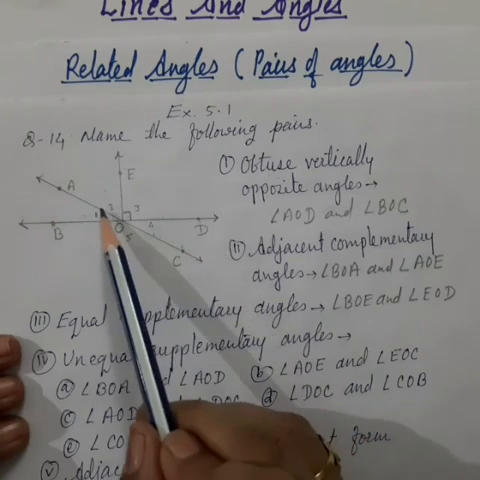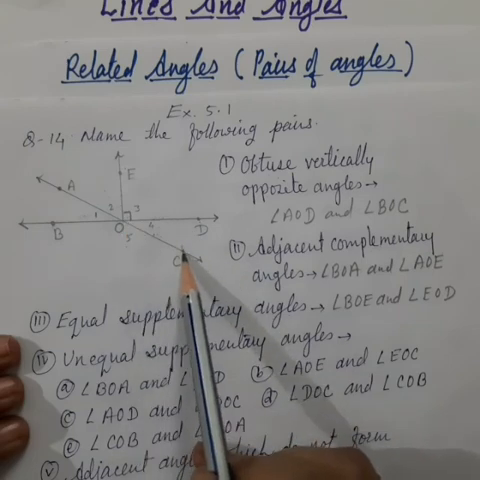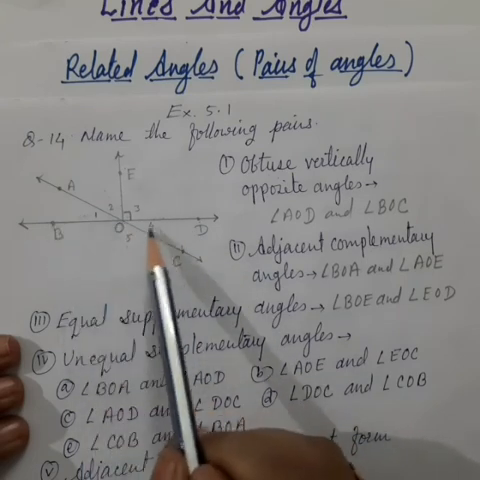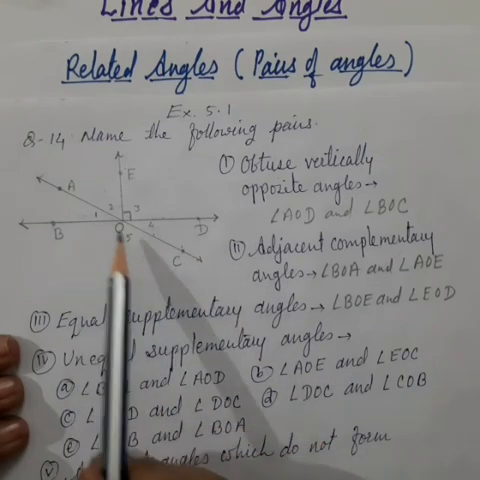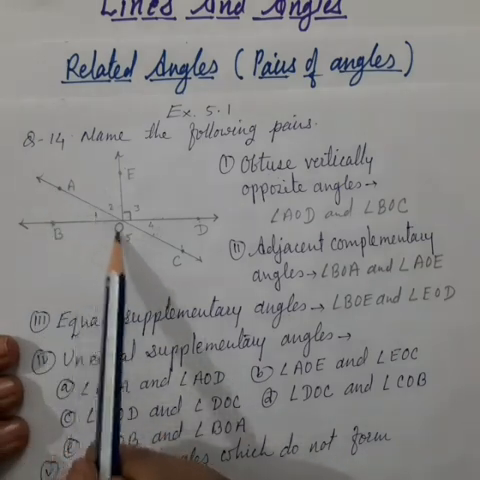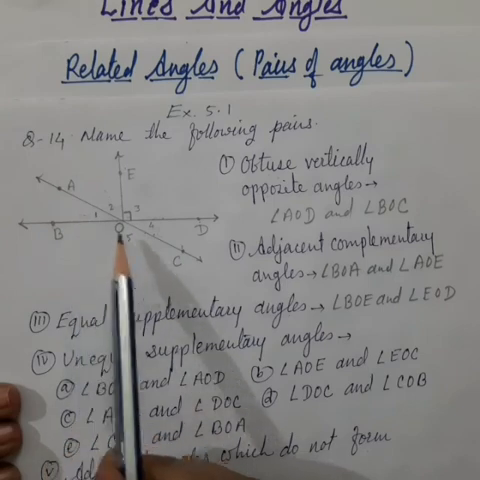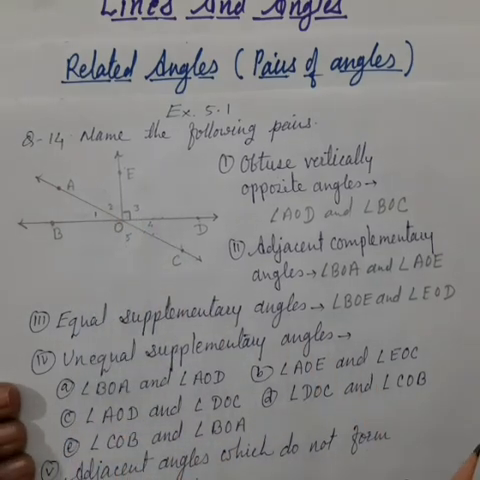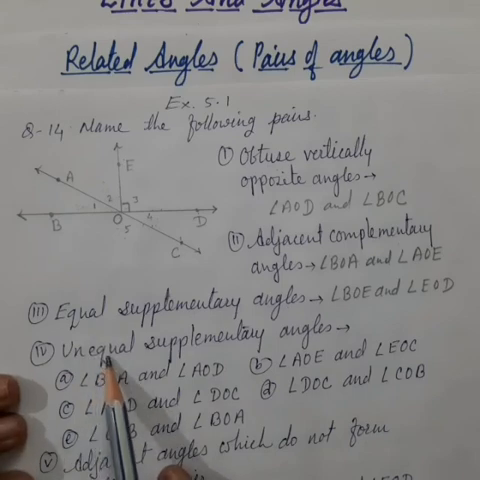Then this 4 and 5, DOC and COB, are also supplementary angles but not equal. Then 5 and 1, COB and BOA, are also supplementary angles. Together they are forming a straight angle but not equal. So these are the different pairs of supplementary angles which are not equal.